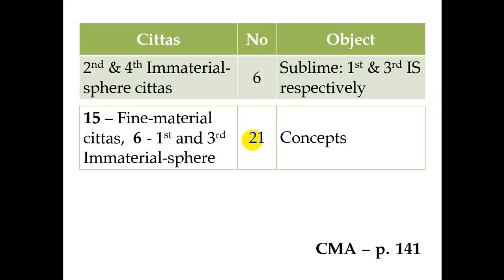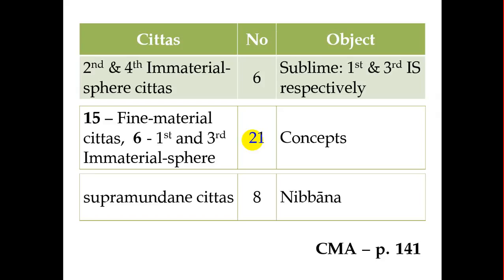As you all know, we have 25 Cittas that take only sense sphere objects, and 8 supramundane Cittas that take only the Nibbana object. When you attain Magga and Phala, you take the object of Nibbana only, no other things. Some Cittas in the middle take many objects.